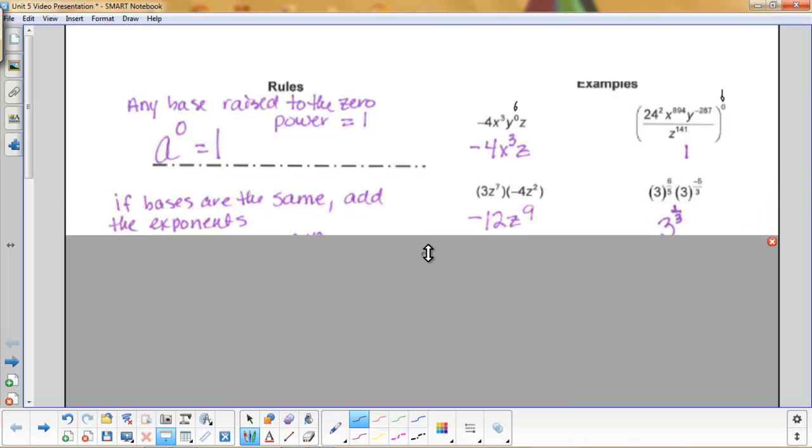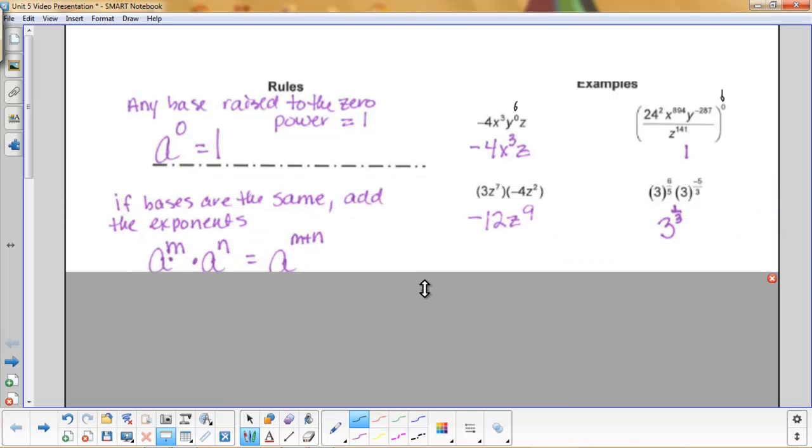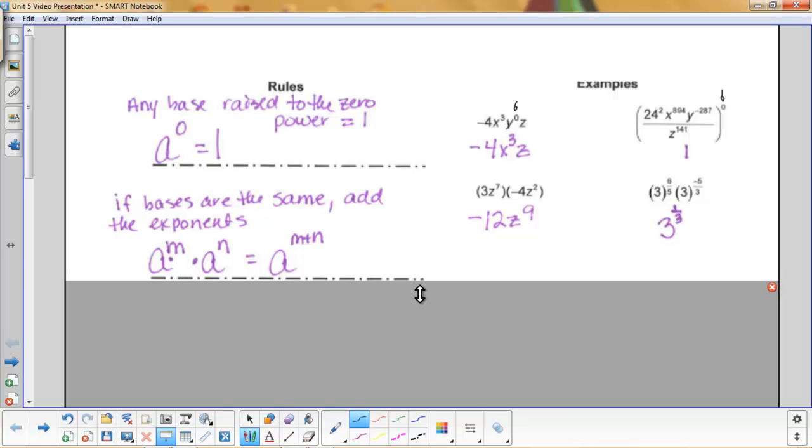All right, property number 2. This is going to be the product property. Remember, if the bases are the same, that's going to be the key here. If the bases are different, you're going to have to make them the same before you can add their exponents. Notice here that the z's are going to combine together.